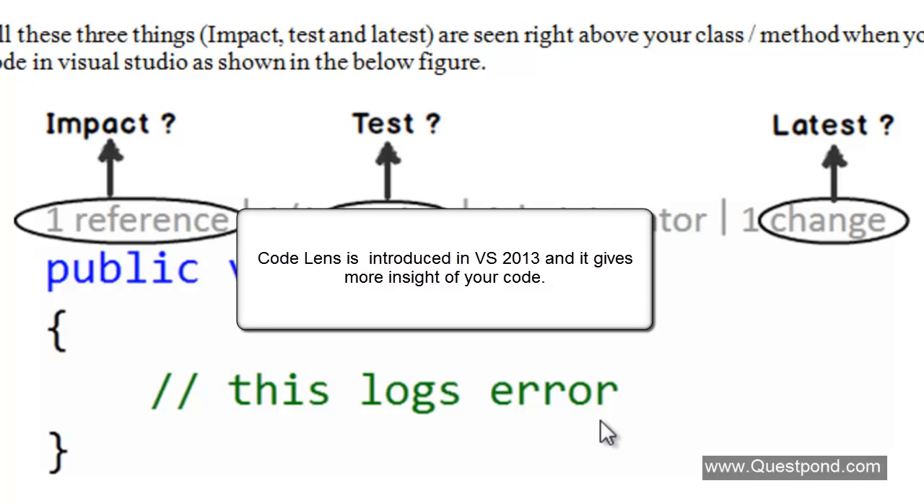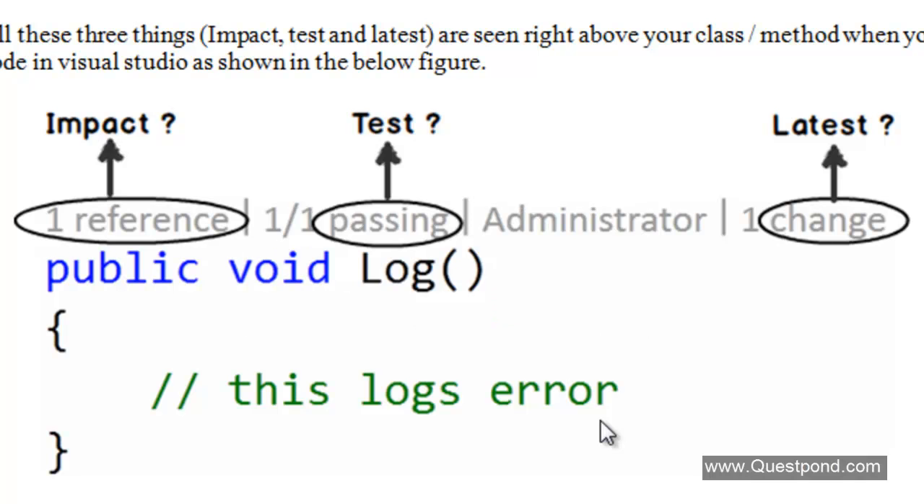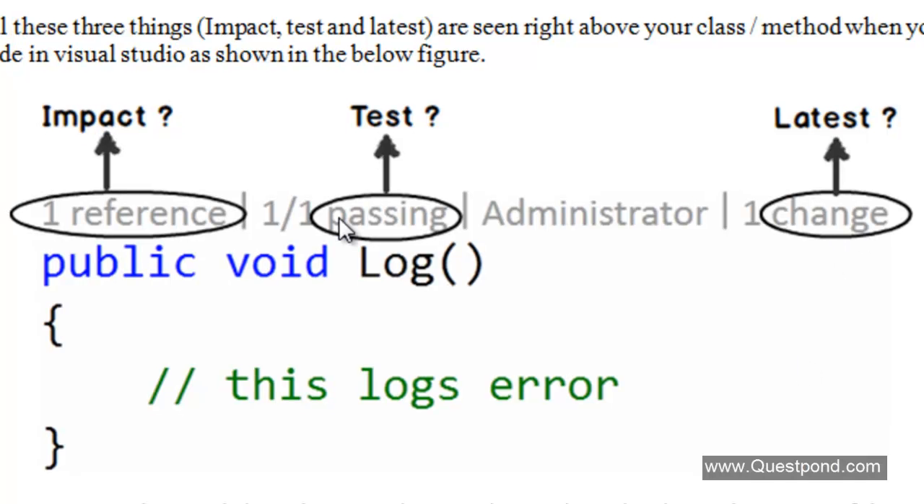Now CodeLens is a new feature in Visual Studio 2013 which helps us to understand three important things about our code. When you're using CodeLens and typing inside Visual Studio 2013, you will see that CodeLens is in action just above your method or your class. I've circled these three things over here, and these are the output from CodeLens. CodeLens gives you three important pieces of information about your code.